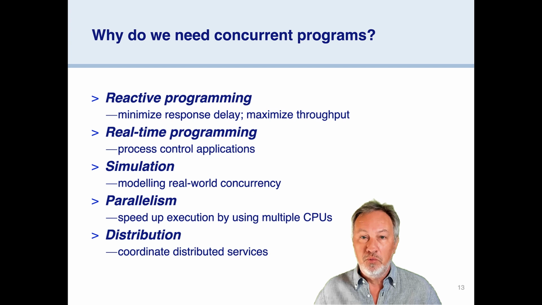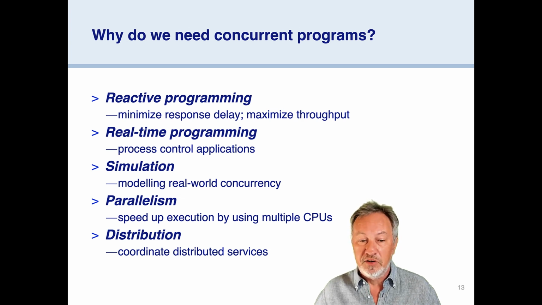So the fact that the real world is concurrent and has many things happening at the same time will be reflected in our programs, because we'll then have to simulate or reflect the real world concurrency that is out there. We already mentioned parallelism, so the goal of parallelism is typically to speed up execution by using multiple CPUs. This, of course, is very important, but is somehow orthogonal to the question of concurrent programming per se. So it's not particularly a topic of this course.